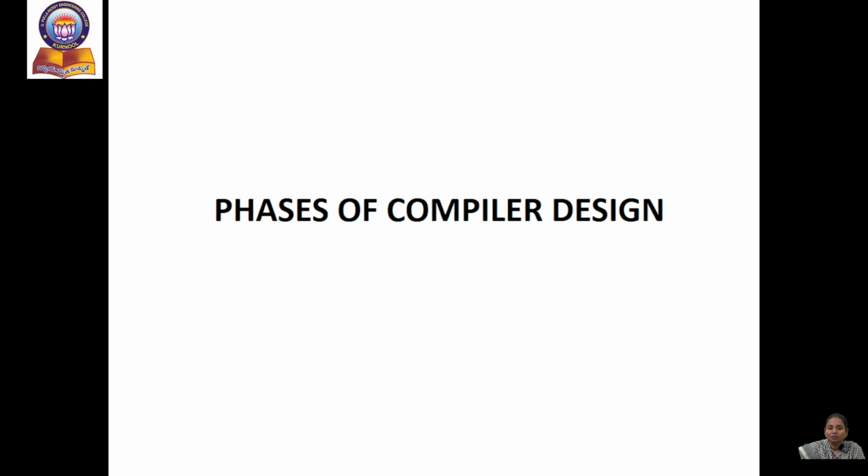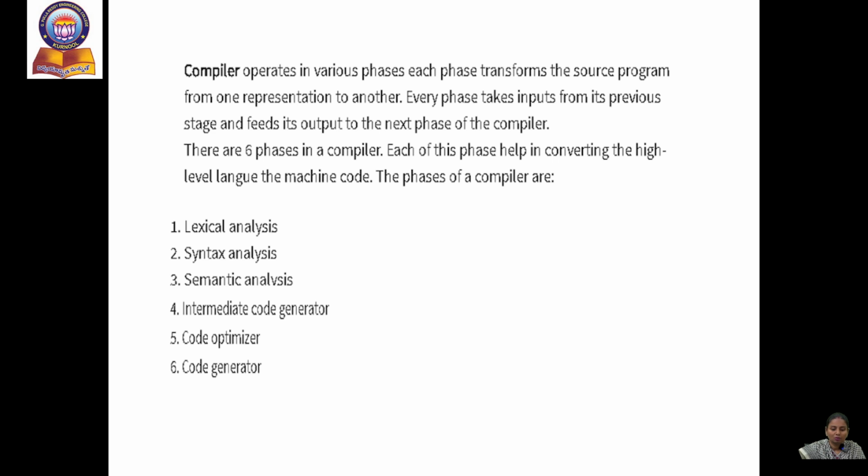So for that, today I'm going to explain about the phases of the compiler design. While a compiler is translating input source code into the machine level language, it goes through different phases. First, a compiler operates in various phases. Each phase has its own responsibility while translating from source code to the machine level language. Each phase transforms the source program from one representation to another.